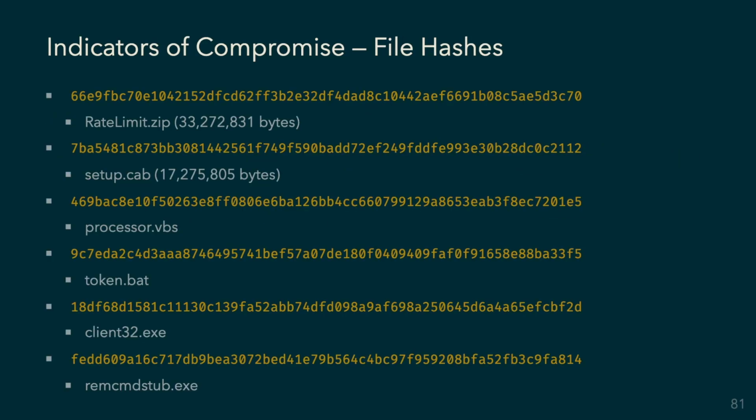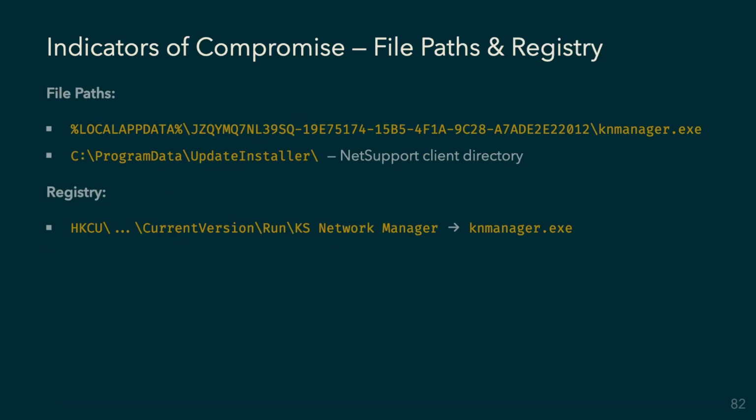And then I have all the hashes, and I can't say I generated all this stuff. A lot of this stuff came from Brad Duncan's analysis, but I just wanted to point out what the IOCs were in case you wanted to go look for these things across your logs. Here's some more file paths. You've got the KN manager, you've got the update installer, you've got the registry, and so forth.